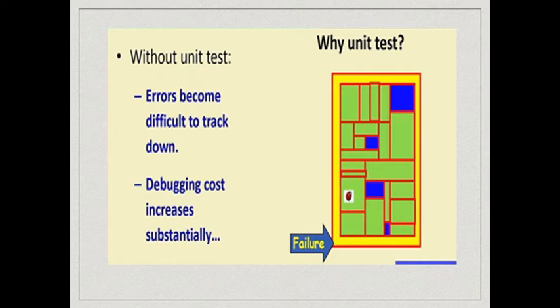We do not have to look at the other units, and that is the reason why the debugging effort for problems reported during unit testing is much less compared to when unit testing is not done and we directly go for system testing. In system testing, the errors are much more difficult to track down and localize, to find where the bug is, and therefore the debugging cost increases substantially.